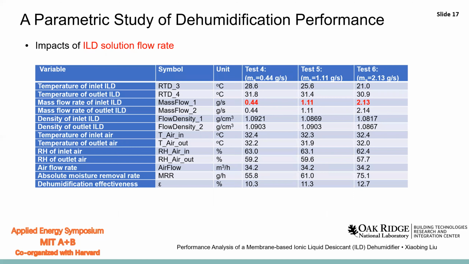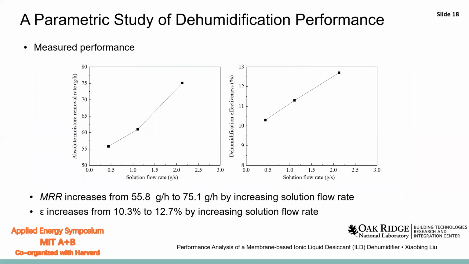We also studied the impact of the liquid desiccant flow rate. In these three tests, the flow rate of the liquid desiccant varied from 0.4 to 2.1 grams per second. This is the measured performance. We can easily find that both the moisture removal rate and the dehumidification effectiveness increase with increasing solution flow rate. The reason is that when the solution flow rate increases, the water vapor pressure of the solution inside the dehumidifier can be kept low, so it is beneficial to the dehumidification performance.